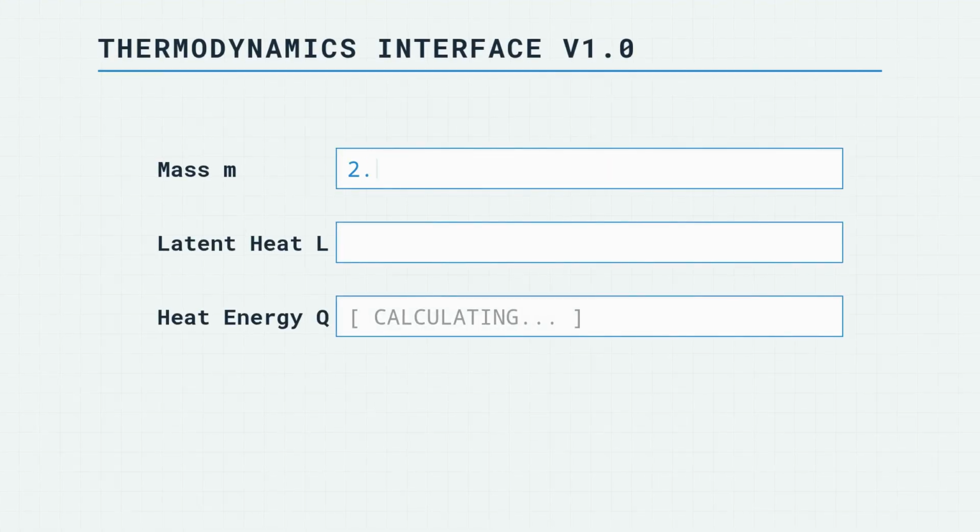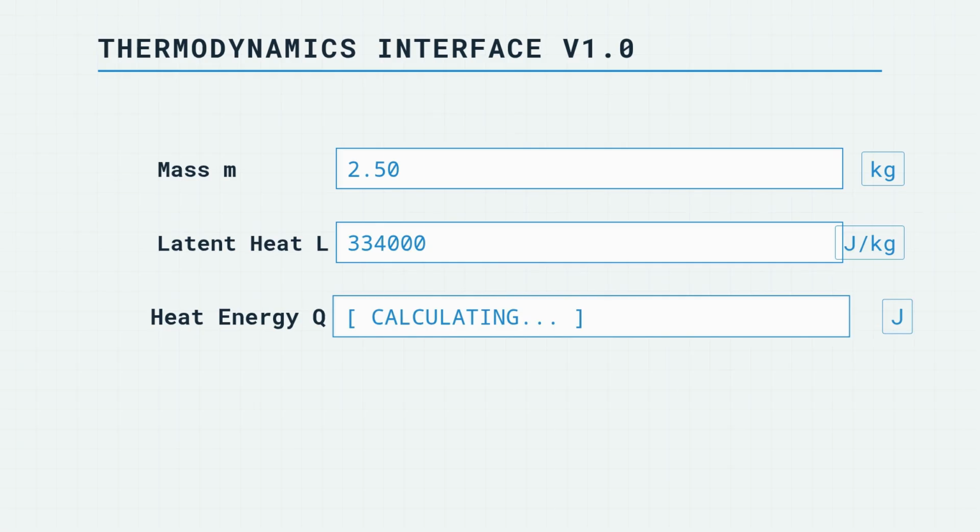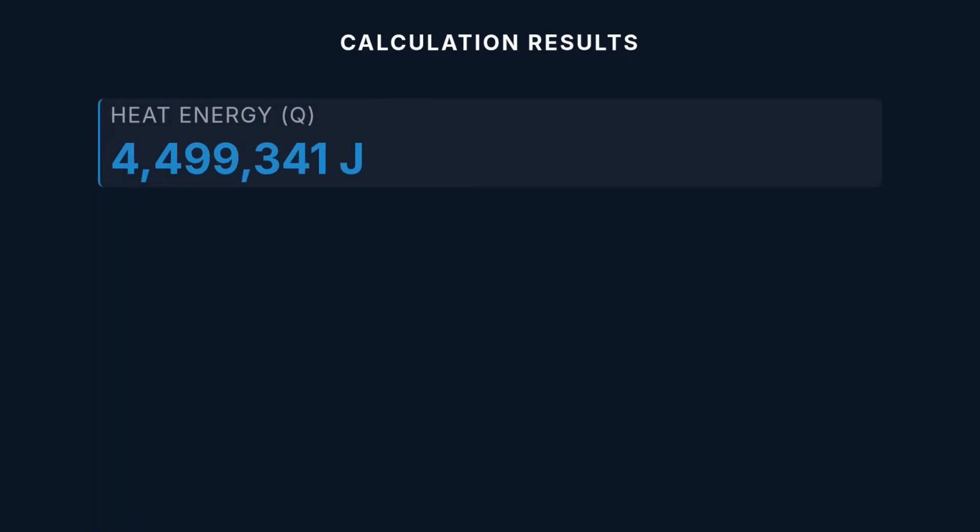I'll enter mass M in kilograms and latent heat L in joules per kilogram. The heat energy Q field is what we're calculating, so we leave that blank. After clicking Calculate, the Results section displays your calculated heat energy Q value.